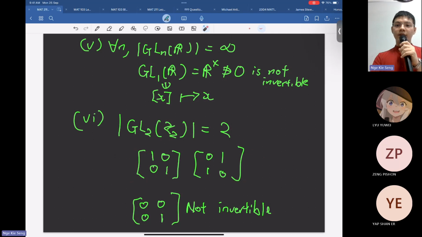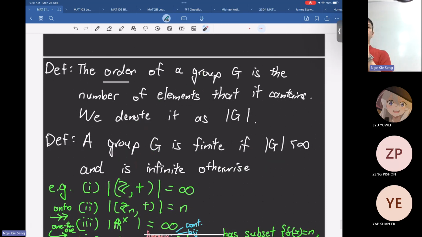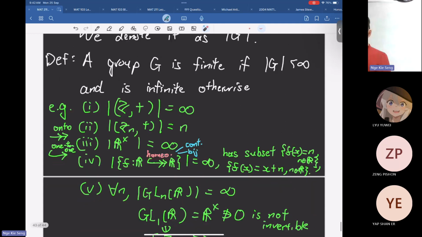I think Ma Jiajing's staff is working on this kind of thing, GL_n with different number fields. Any question about the order of a group? Why do we care about the order of the group? Because there is a classification of finite simple groups. Later we'll see what a simple group is. Later I will show you. So, finite groups and infinite groups.